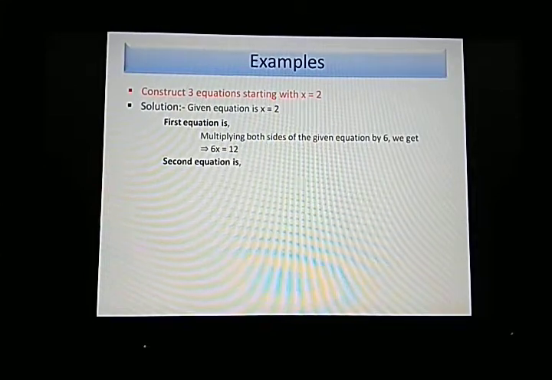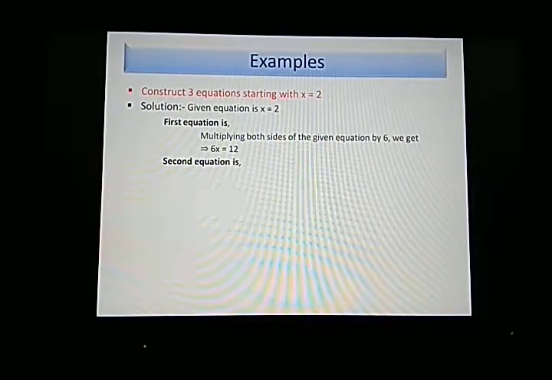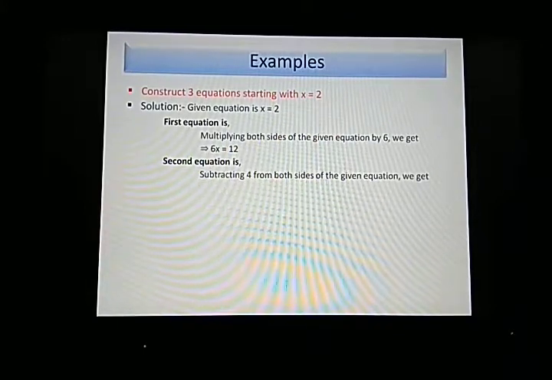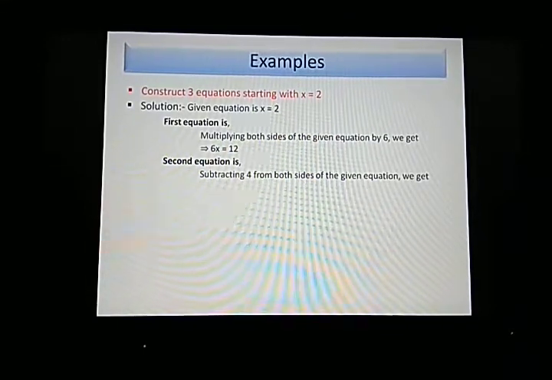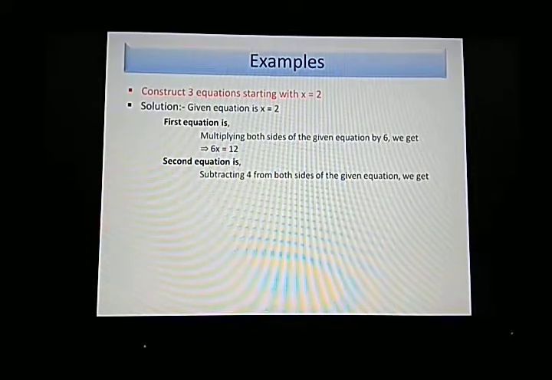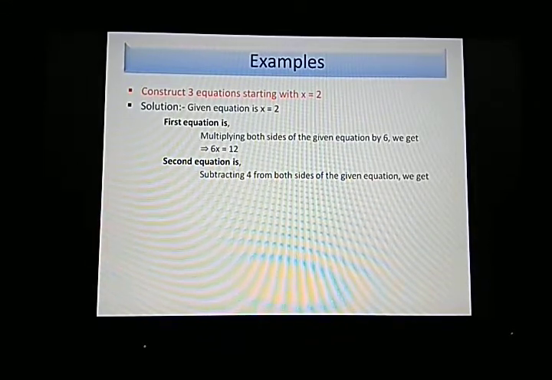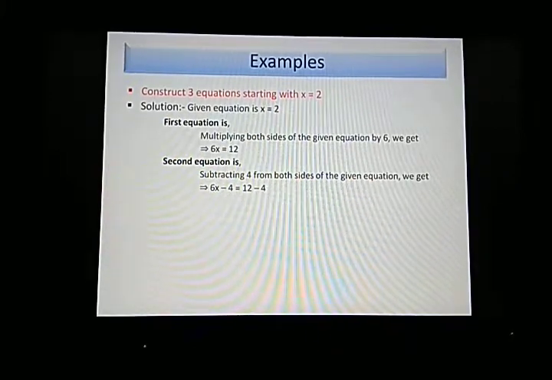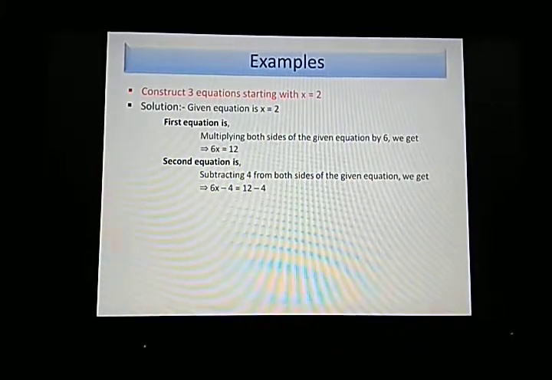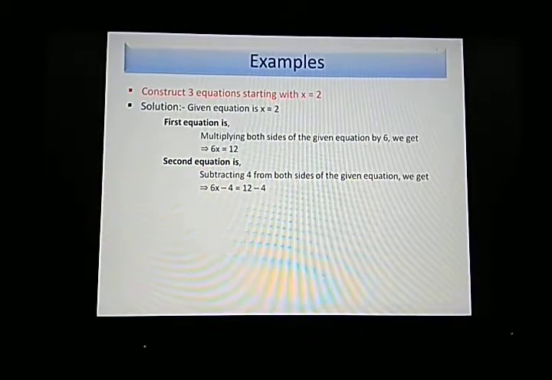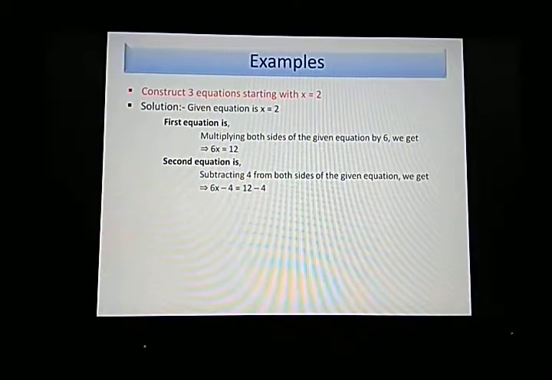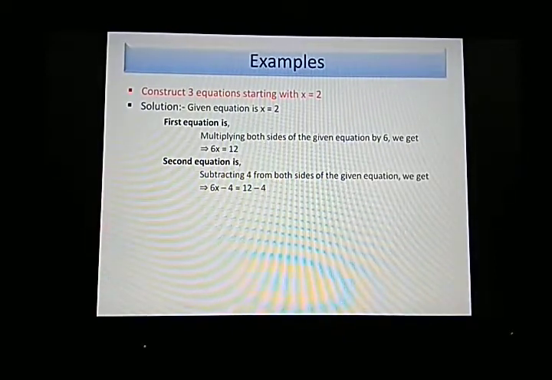Now the next equation: what can we do? We can apply another mathematical operation. Yes, now we have applied subtraction. If I subtract 4 from both the sides of the given equation, what do we get? We get 6x minus 4 is equal to 12 minus 4. Here also, if we solve the left hand side and the right hand side, we will get back x equals 2 again. Clear?